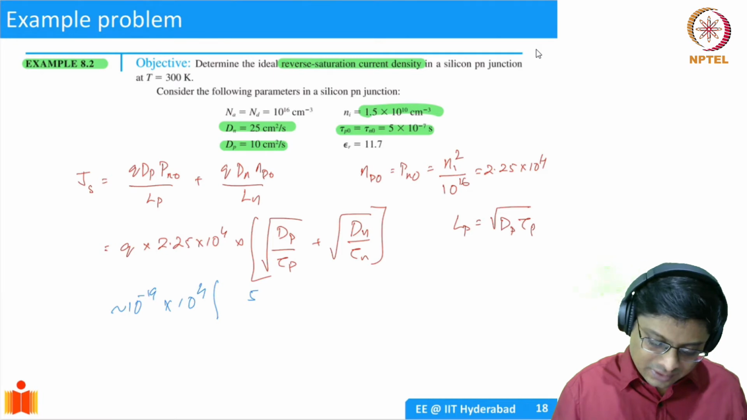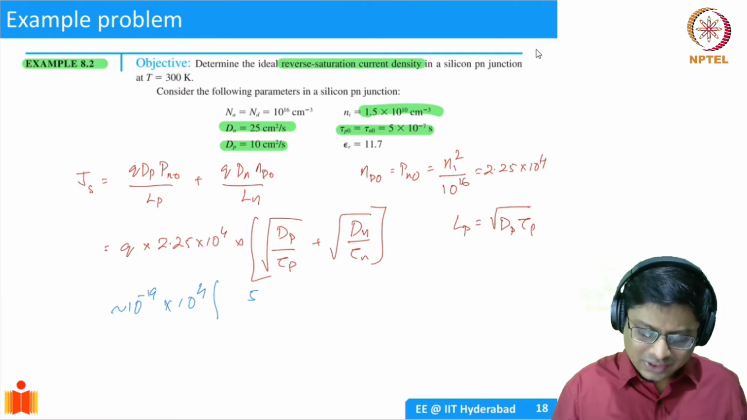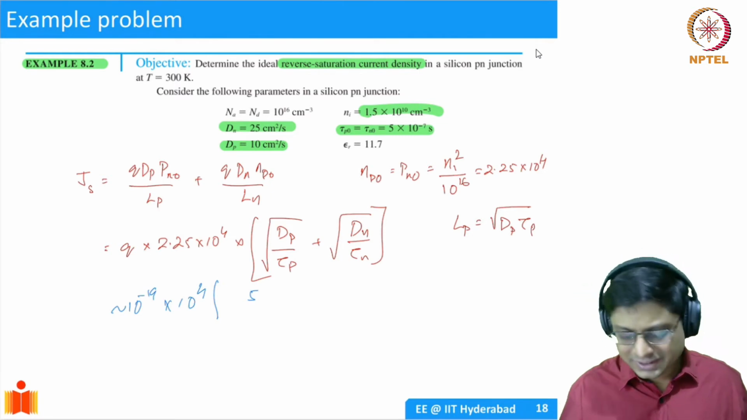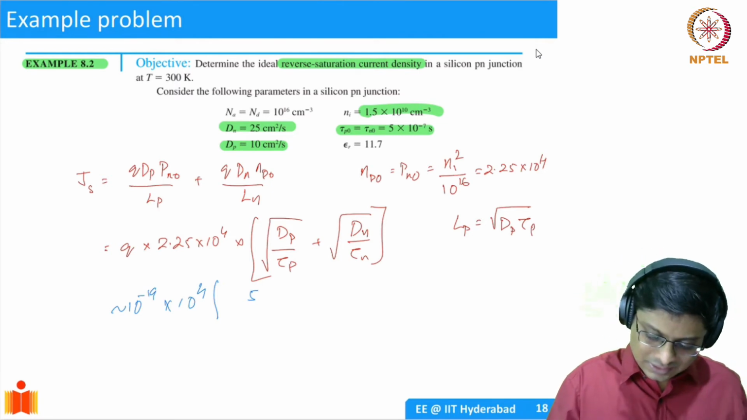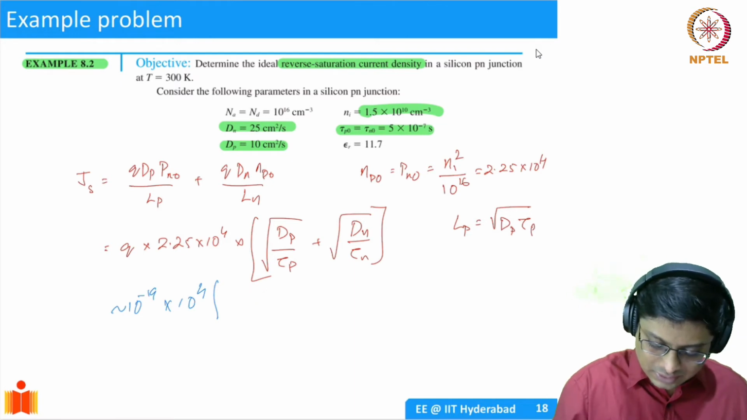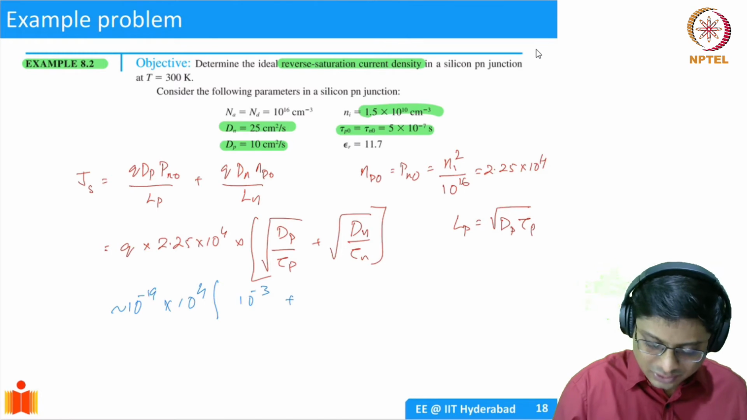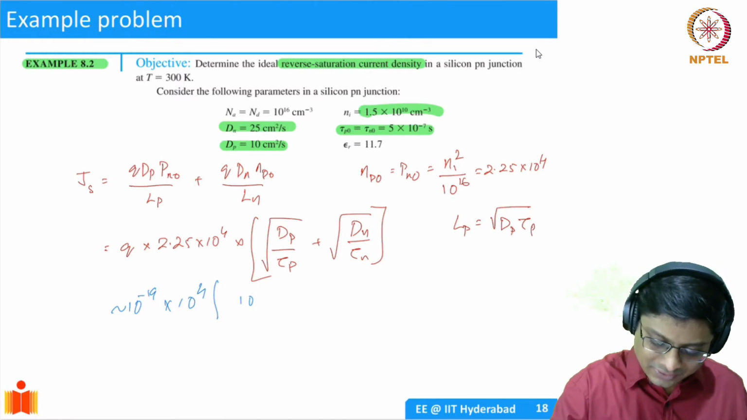And then let's say tau p is given as 5 times 10 power minus 7. So 10 power minus 7 square root will be 10 power 3. So this will be something on the order of 10 power minus 3, I think. This also is going to be all the same order. So essentially the brackets is going to be of the order of 10 power minus 3.